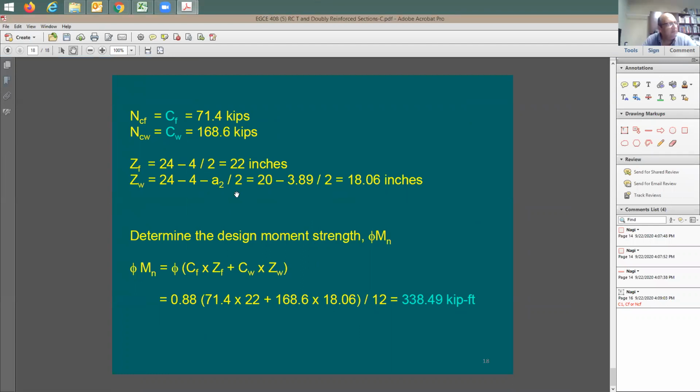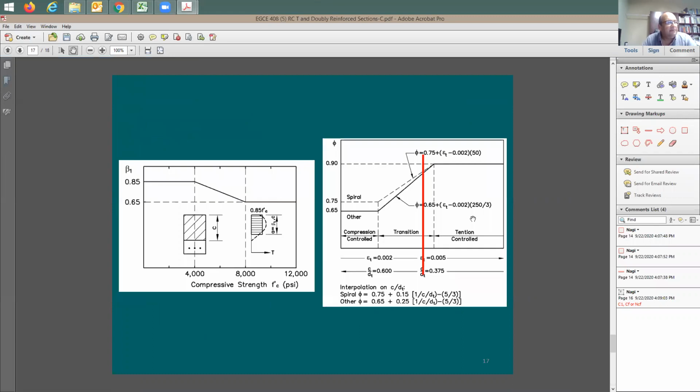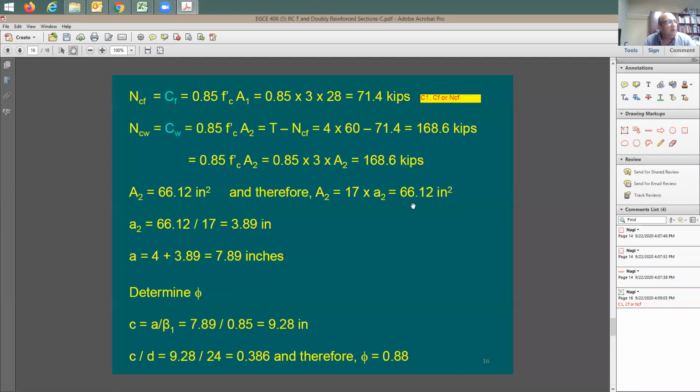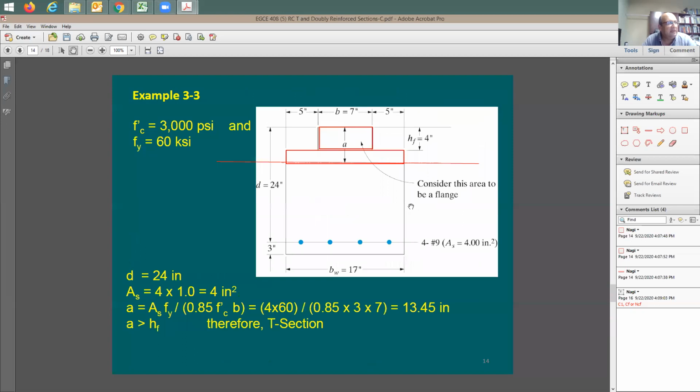The value for phi. Good question. No problem. I'm going to take you back to this analysis quickly. I'm going to say that we have two forces. And since I did the preliminary analysis, I found out that this A is going to be deeper than this hf. So hf here is equal to 4 inches. I know it's going to be within the web. So I know that this analysis here is inaccurate.